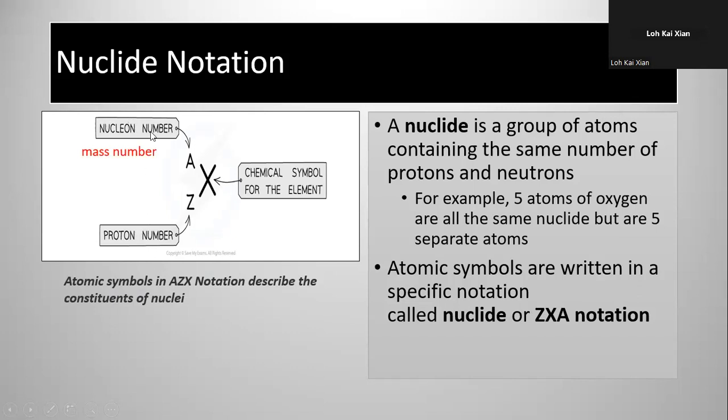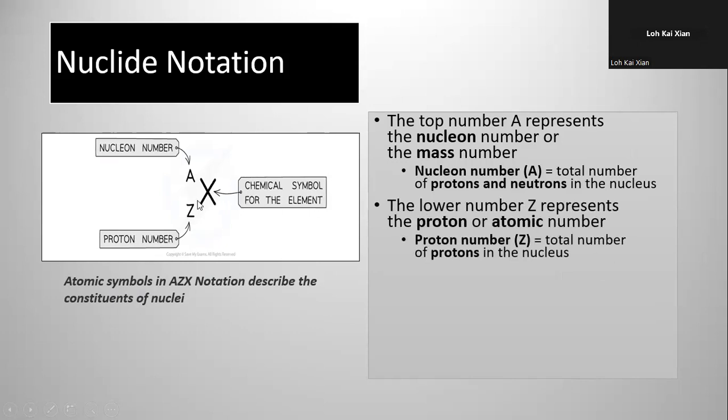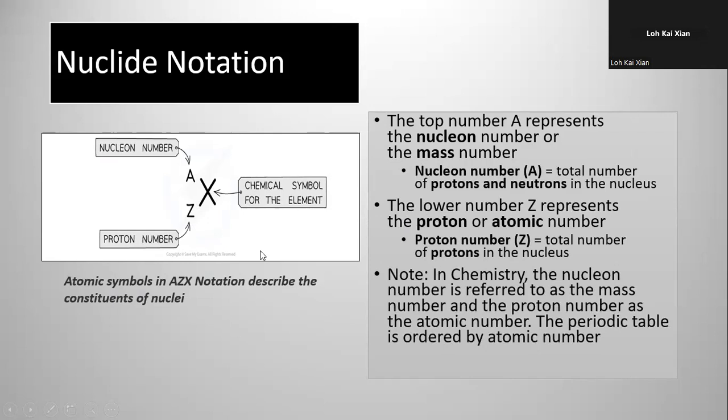Right? So nucleon number or mass number, proton number or atomic number. A represents the nucleon number or mass number. Z represents the proton or atomic number. That means the number of proton, no? The number of neutron and proton is A, no? And there's a chemical symbol.